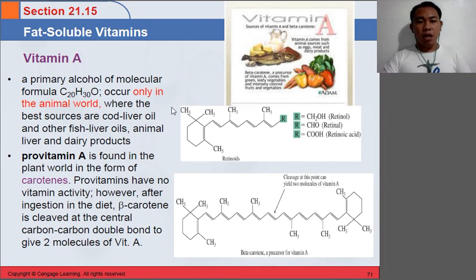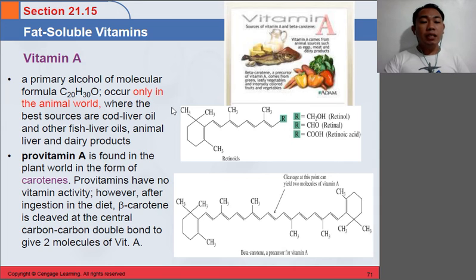First, we have vitamin A. Vitamin A is a primary alcohol of molecular formula C20H30O that occurs only in the animal world, where the best sources are cod liver oil and other fish liver oils, animal liver, and dairy products. The provitamin A is found in the plant world in the form of carotenes. So the provitamins have no vitamin activity.